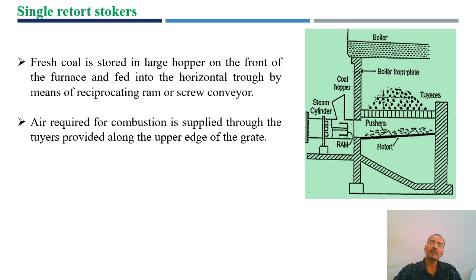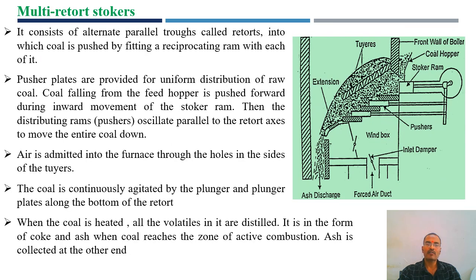Air required for combustion is supplied through the tubes provided along the upper edge of the grate. This one is a multi-retort stoker. It consists of alternate parallel troughs called retorts into which coal is pushed by fitting a reciprocating ram with each of them. Pusher plates are provided for uniform distribution of raw coal. Coal falling from the hopper is pushed forward during inward movement of the stoker arm. The distributing rams oscillate parallel to the retort's axis to move the entire coal down.